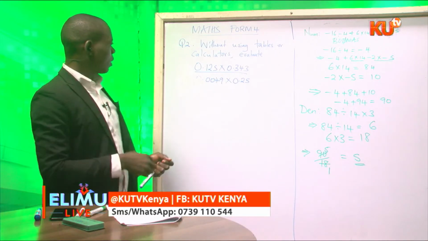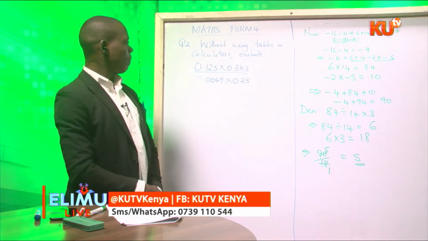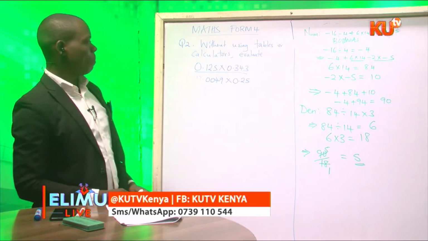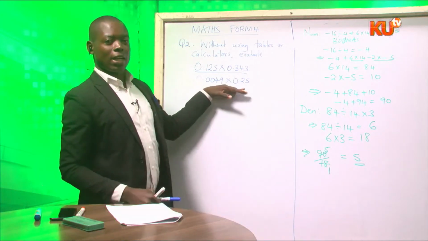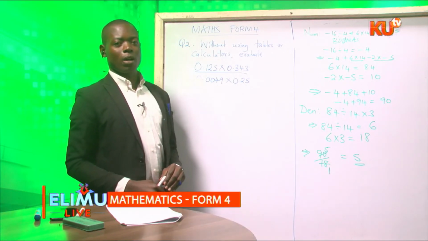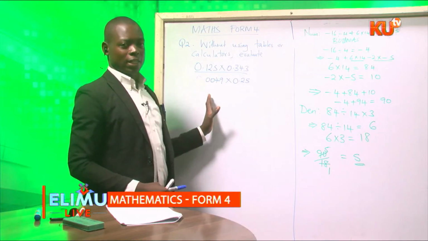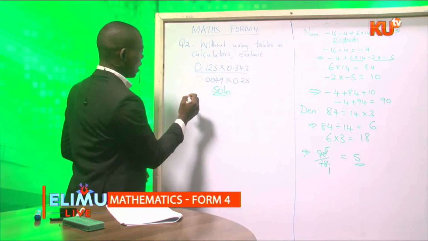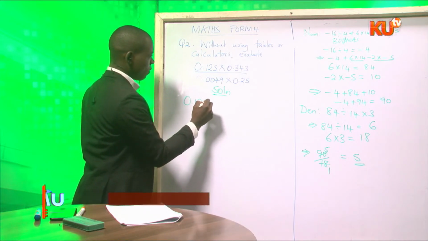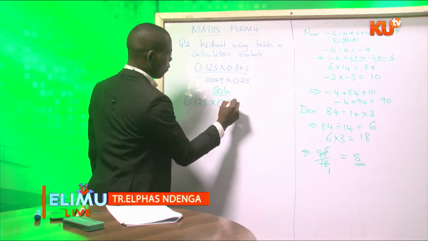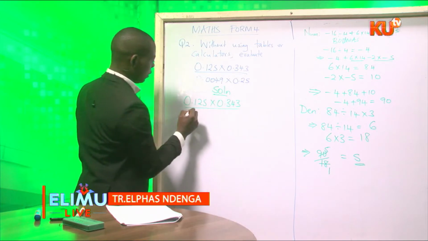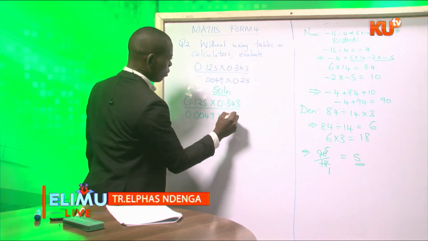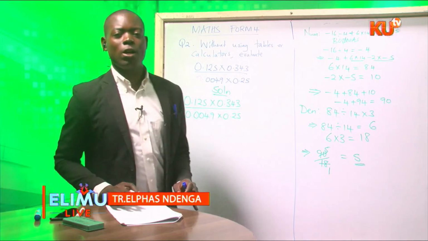0.125 times 0.343 divided by 0.0049 times 0.25. Very clearly from decimals. So what do we do in this case? Yes, our solution will be, we write as it is: 0.125 times 0.343 over 0.0049 times 0.25. So students, where do we start from?